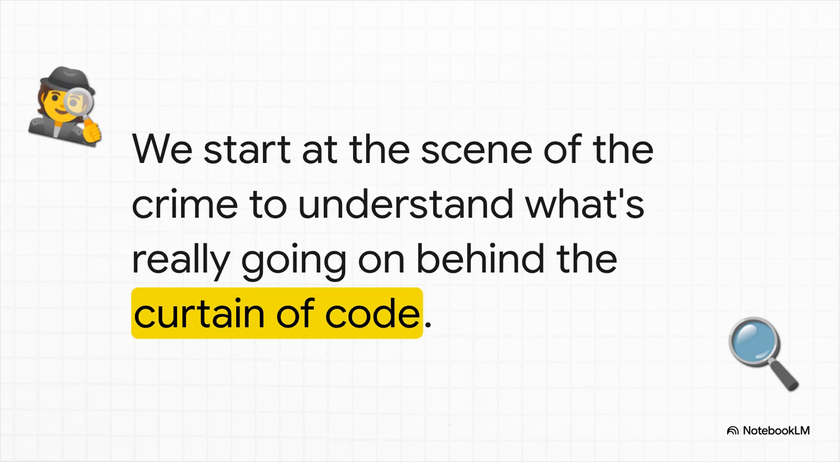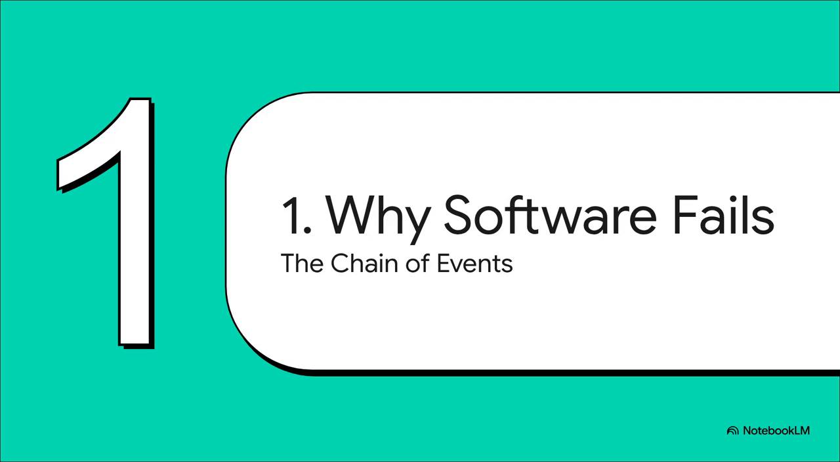We start right at the scene of the crime. See, every software failure, just like any crime, leaves behind a trail of evidence. Our job is to follow that trail, to trace it back from the crash you see on your screen all the way through the code to find the real culprit. Now, to solve this mystery, we first have to understand the basics of software failure.